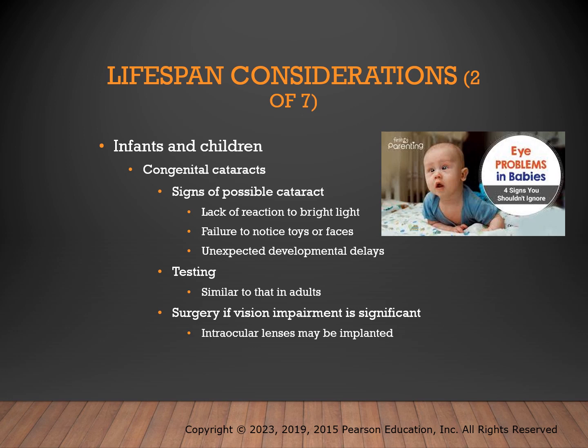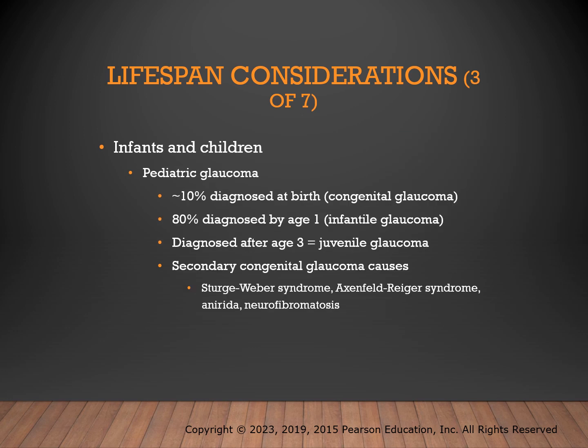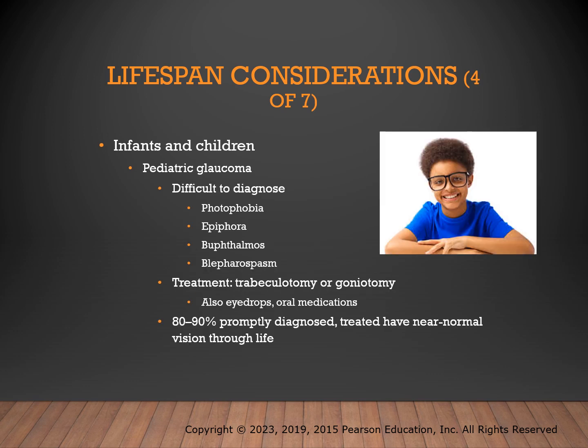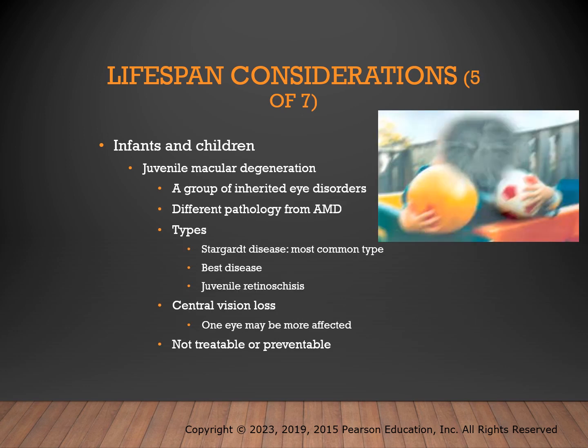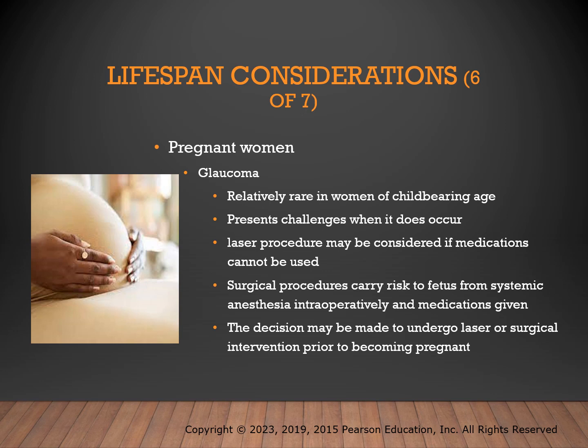Okay, failure to notice toys or faces, lack of reaction to light. You definitely need to get their little eyes checked. They check all that when they're born, but still, you notice things as a parent as the child is growing. It's difficult to diagnose pediatric glaucoma. So again, if your child is squinting, bumping into things, just displaying poor vision, you need to take them in and get their eyes checked. And once they get school age, the teacher may contact you and say they're having trouble seeing in class, so you may need to get them in.